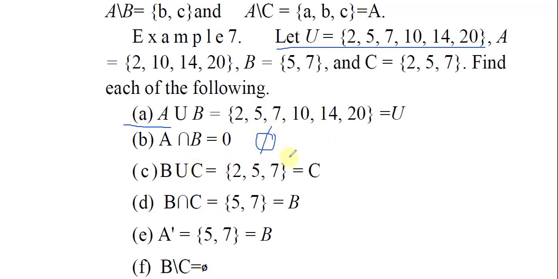B union C. Here 2, 5, and 7. It is C set, correct. And B intersection with C. It is the same elements here, just 5 and 7. This is B set. And the complement of A. It is 5 and 7, because universe set minus A set. We can write A complementation. It is U minus A.